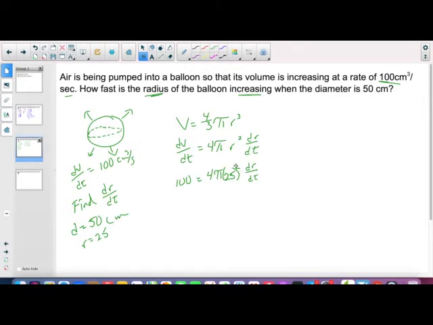So if I do the math here, I'm going to end up with 1 over 25 pi as my dr over dt, and you can use a calculator to get that information. You do 25 squared, that's 625, multiply that by 4 pi, and then divide by what you get on this side. You end up with 1 over 25 pi. And so now we need to know the unit of measure of this dr over dt. The radius is a length, and the length that we're talking about here is centimeters. So dr over dt is equal to 1 over 25 pi centimeters per second.